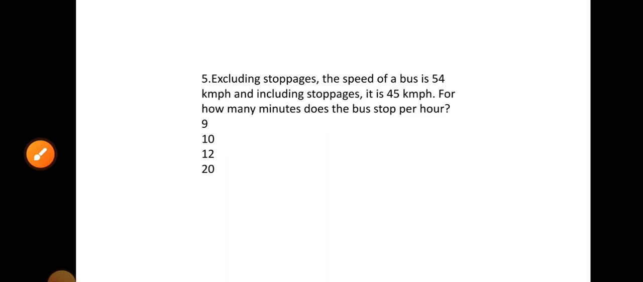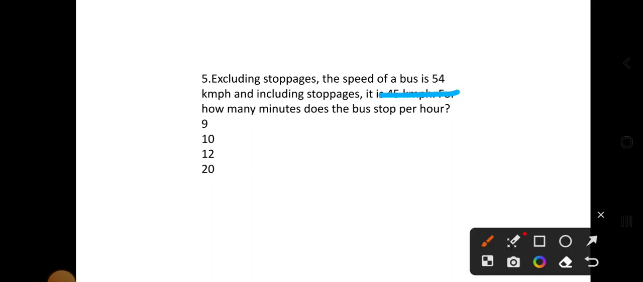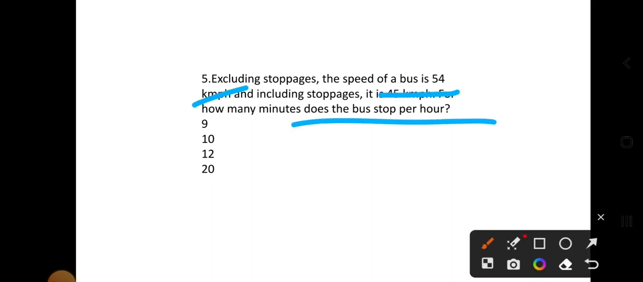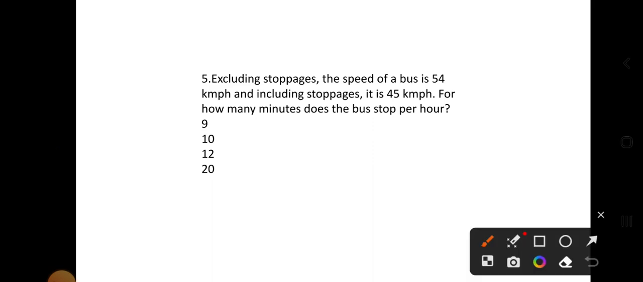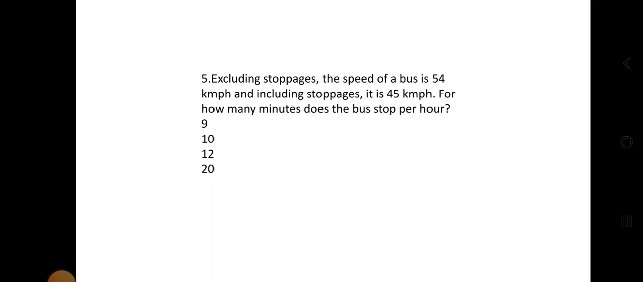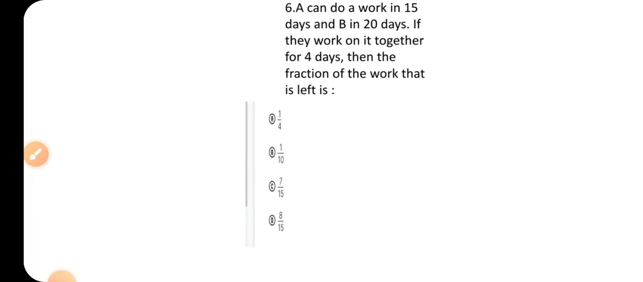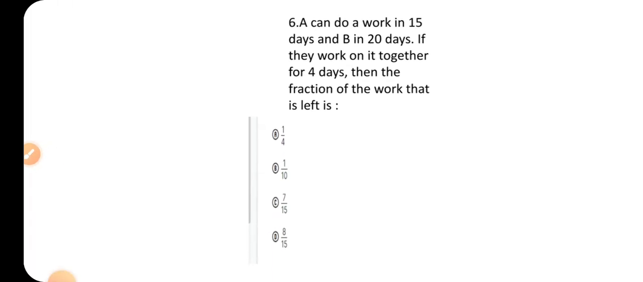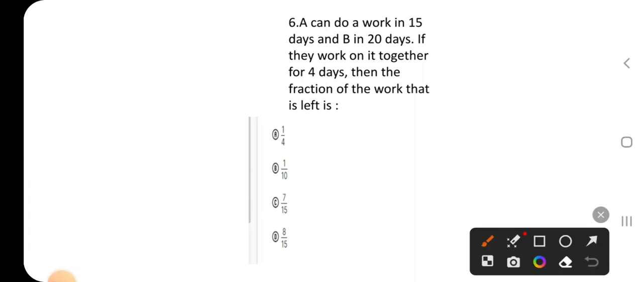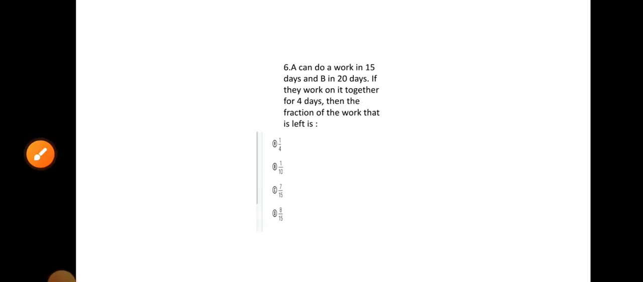Fifth question: excluding stoppages, the speed of a bus is 54 kilometers per hour, and including stoppages, it is 45 kilometers per hour. For how many minutes does the bus stop per hour? So it's A, B, C, D. Choose your answer. Sixth question says A can do work in 15 days and B in 20 days. If they work on it together for 4 days, then the fraction of the work that is left is 1 by 4, 1 by 10, 7 by 15, 8 by 15. Choose your answer correctly. So this is from time and work.